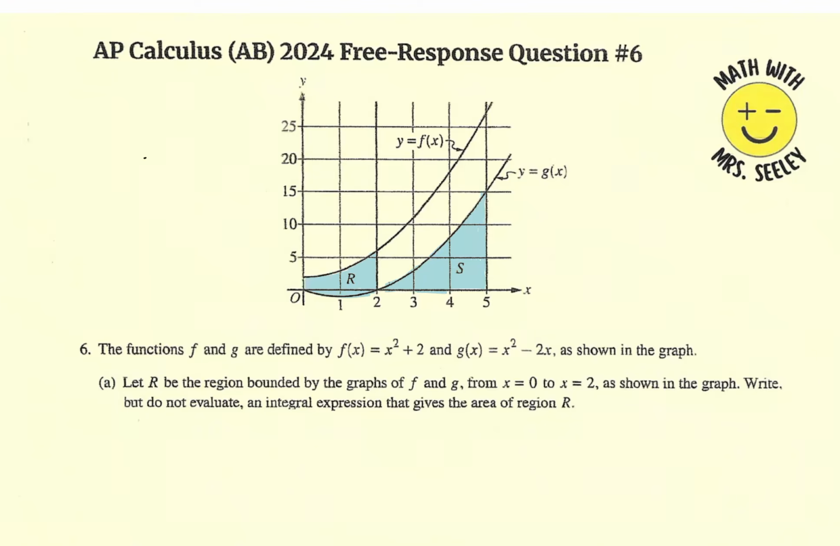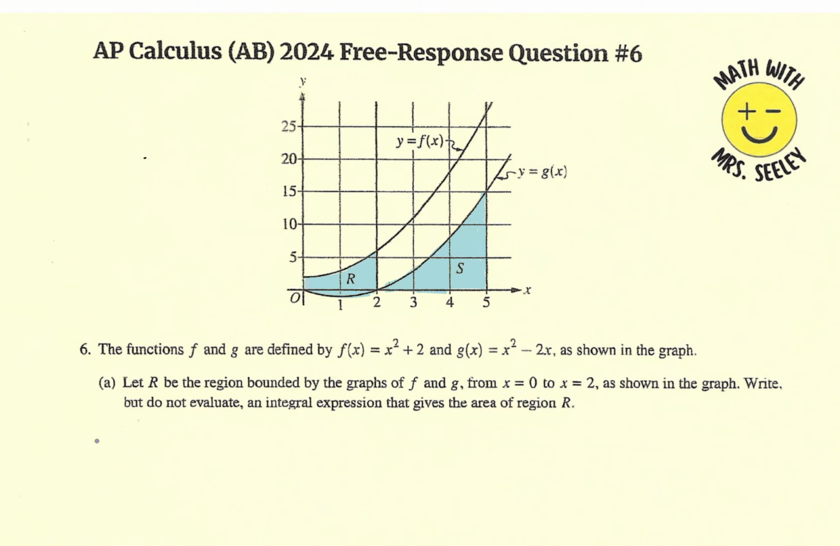Let's get started with this 2024 free response question number 6. In this question, we are given the functions f and g, given by these two expressions, as shown in this graph right here. Part A says let R be the region bounded by the graphs f and g from 0 to 2. Write, but do not evaluate, an integral expression that gives the area of region R.